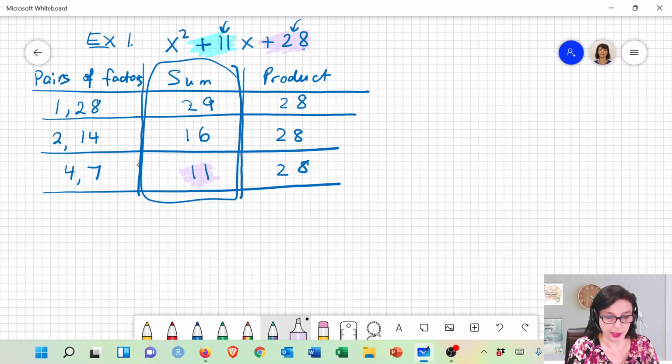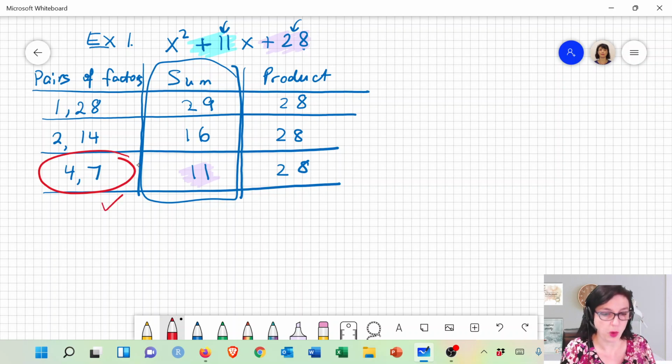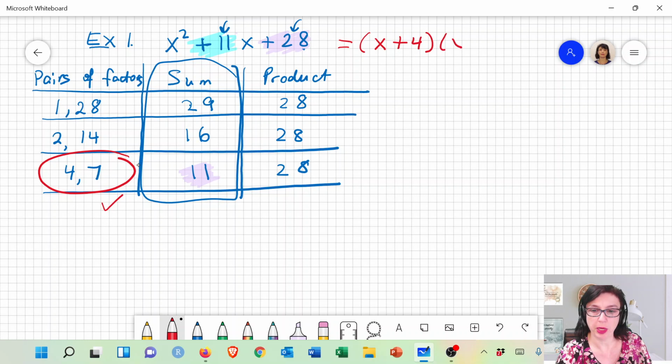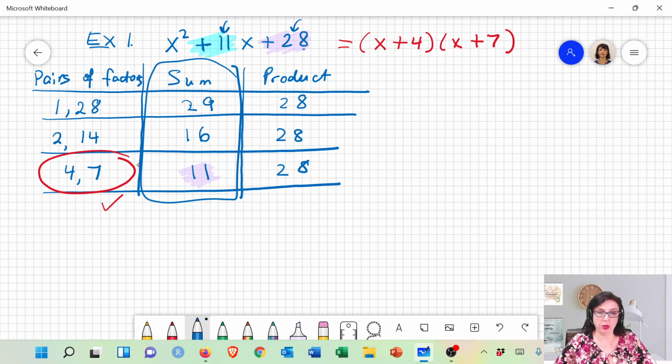So what that tells you is that, let me make it red, this pair of numbers is what I call a winner. So 4 and 7 are a winner. What that means is the factored form will be x plus 4 multiplied by x plus 7. So now that you think that's the correct answer, what you should do is check your work.